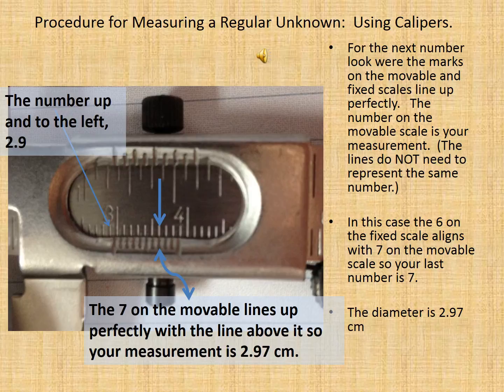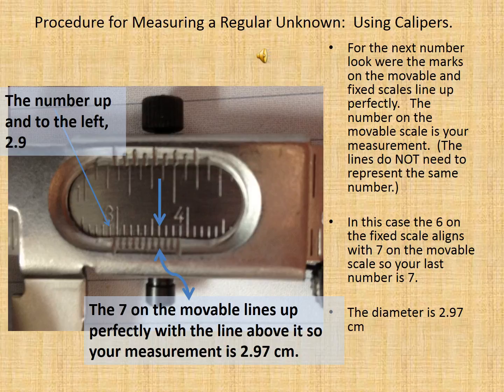If you look at the close-up of the photo, you can see that the 7 on the movable scale lines up perfectly with the 6 on the fixed scale. Those two lines line up perfectly. They look like they're one. Therefore, the number on the movable scale will be your next digit. Because the 7 lines up with the 6 and the 7 is on the movable scale, your next sig fig is the 7. So your reading would be 2.97 centimeters.